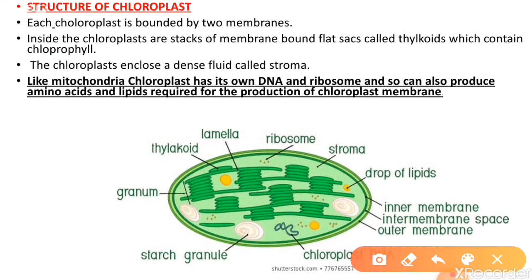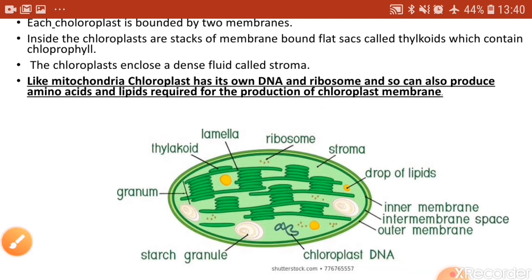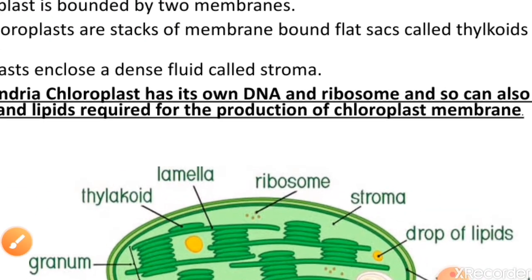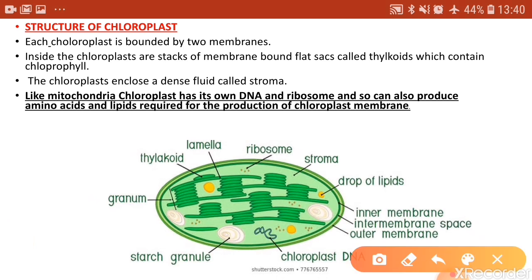So these are the important points. This slide, just have a look at these important points that you need to note. First is that each chloroplast is bounded by two membranes. Then inside the chloroplast are the stacks. Chloroplasts have stacks of membrane-bound flat sac-like structures called thylakoids, which contain chlorophyll that traps the light energy, and the chloroplast encloses a dense fluid which is called stroma.